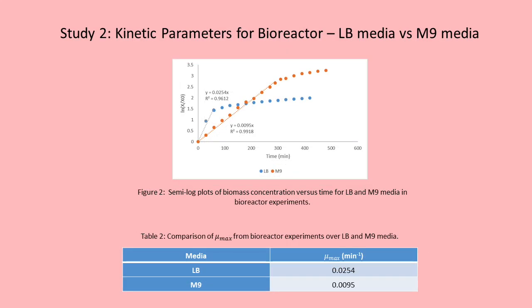It was found that the maximum growth rate was greater for LB media than for M9 media. This is due to the fact that LB media is richer in nutrients. As a result, the carrying capacity of the cells will be greater for the LB media.